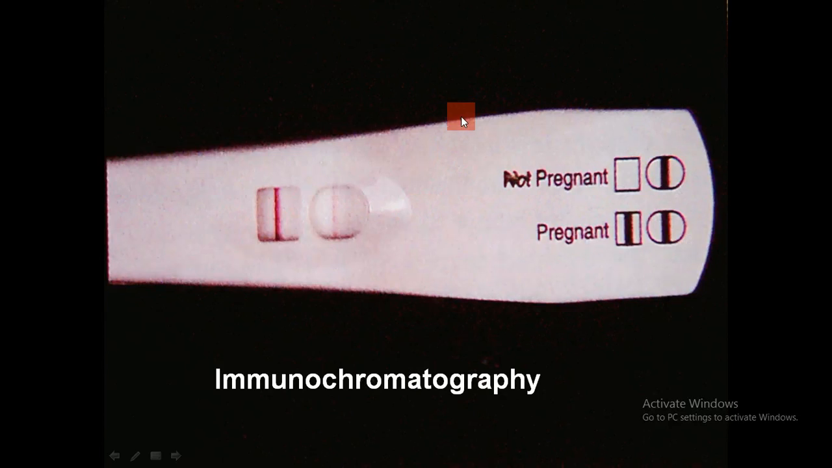And here the immunochromatography is used for pregnancy and nowadays for COVID-19, and used for malaria, used for prostate-specific antigen, used for viral infection. And this is very easy to do, and we get our results within minutes.